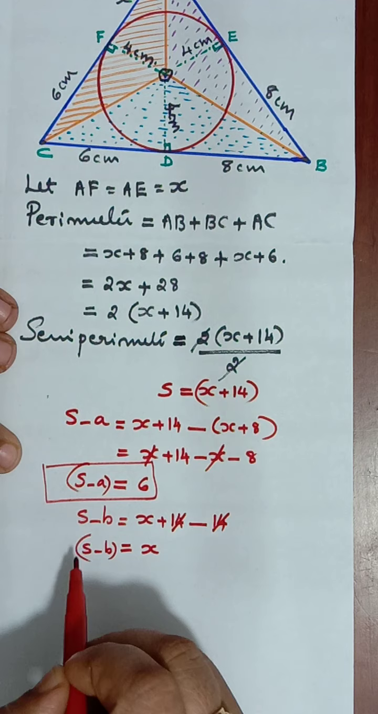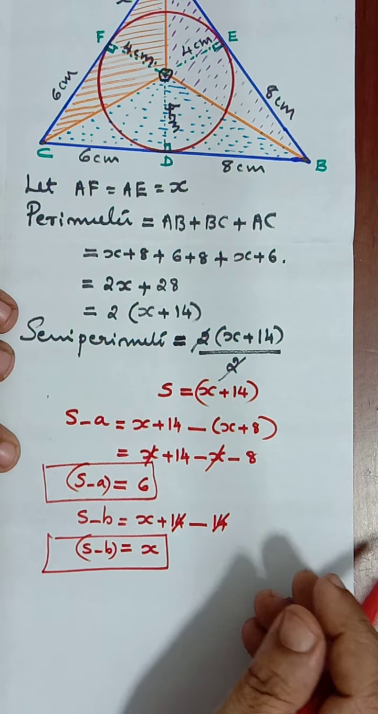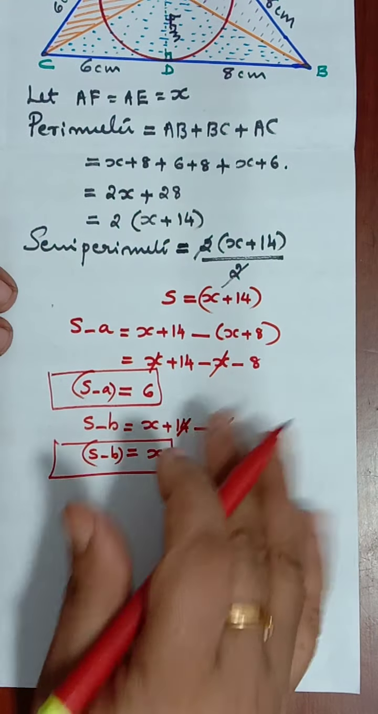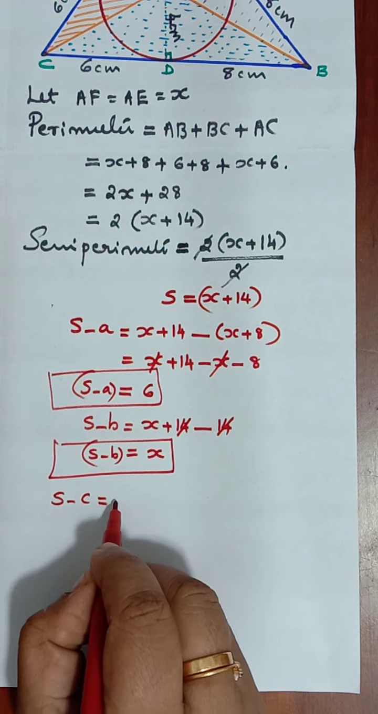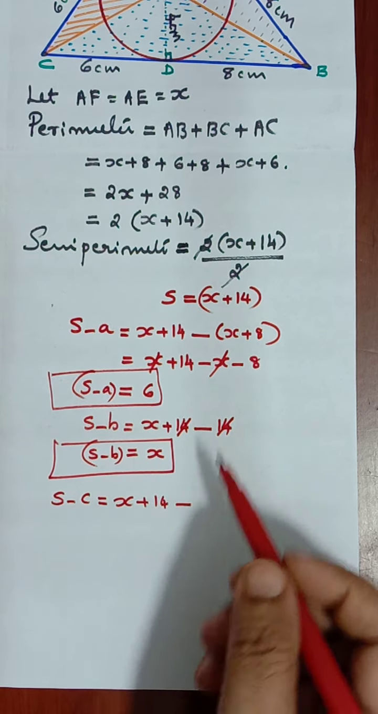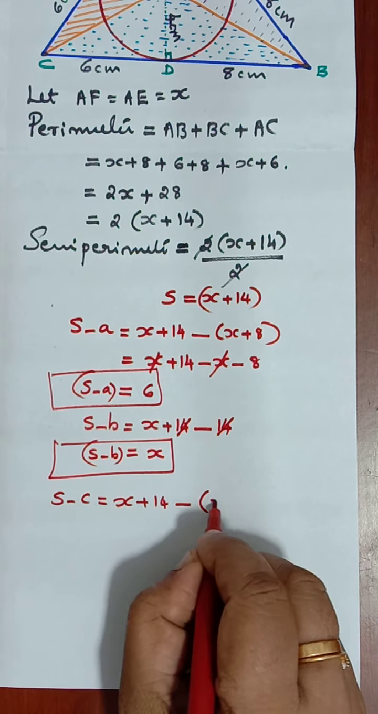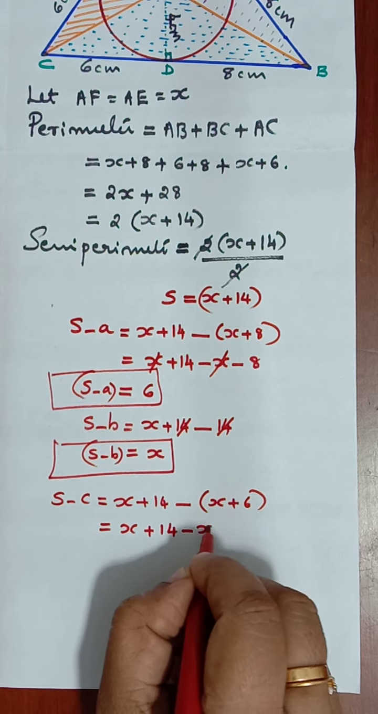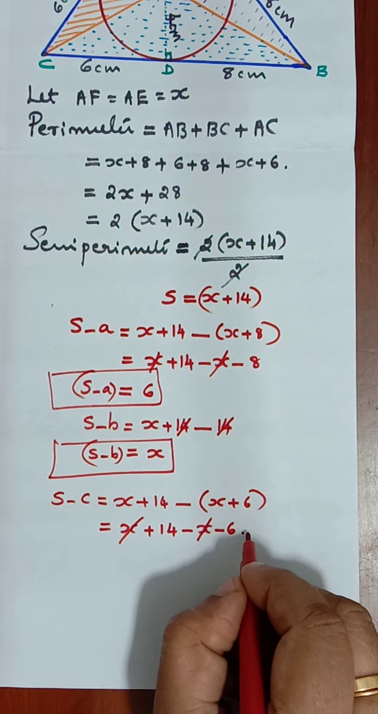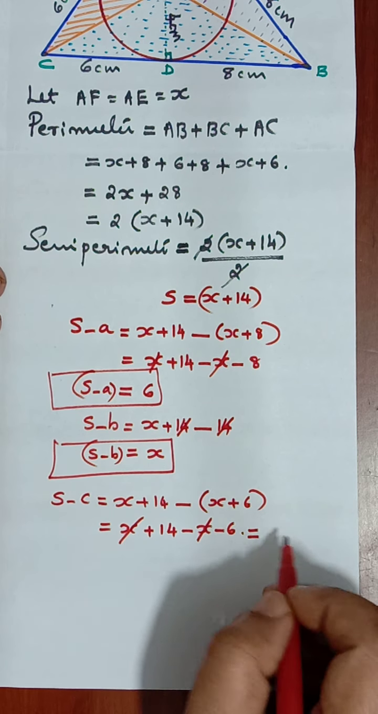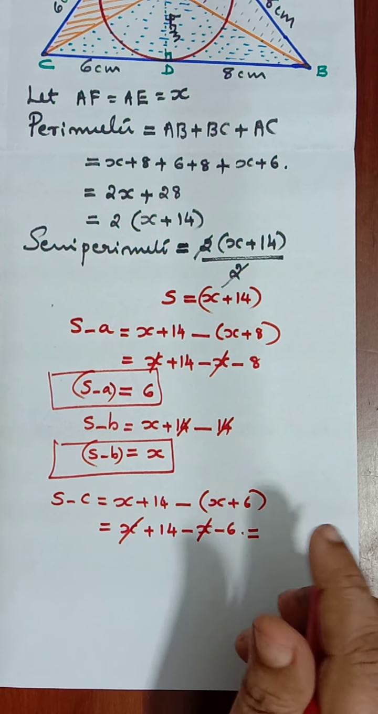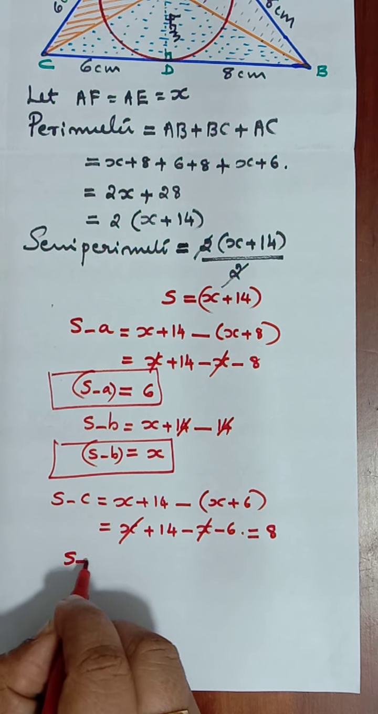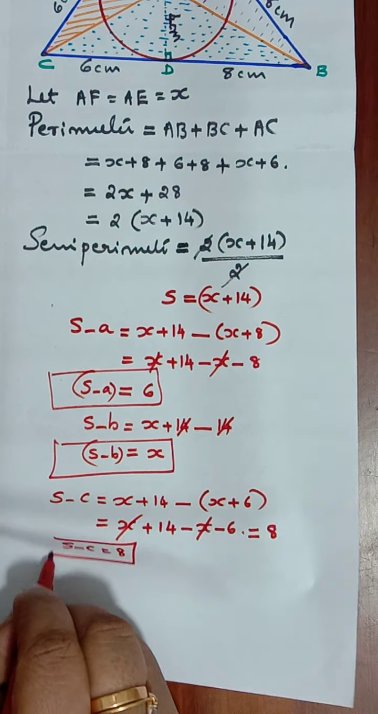So S minus A, S minus B and S minus C, here we have. S minus C equals S, which is x plus 14, minus C, which means x plus 6, minus of x plus 6. That is x plus 14 minus x minus 6. x minus x cancel. Here we have 14 minus 6. Isn't it 8? Okay, so we are getting it as 8. So S minus C is equal to 8. So these three values we got.